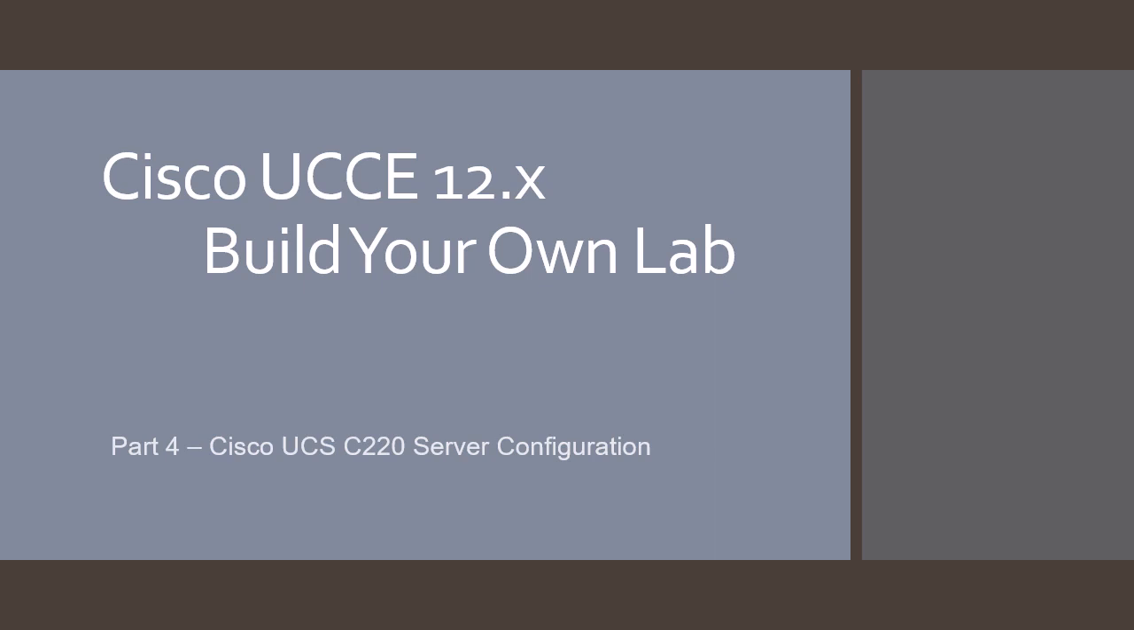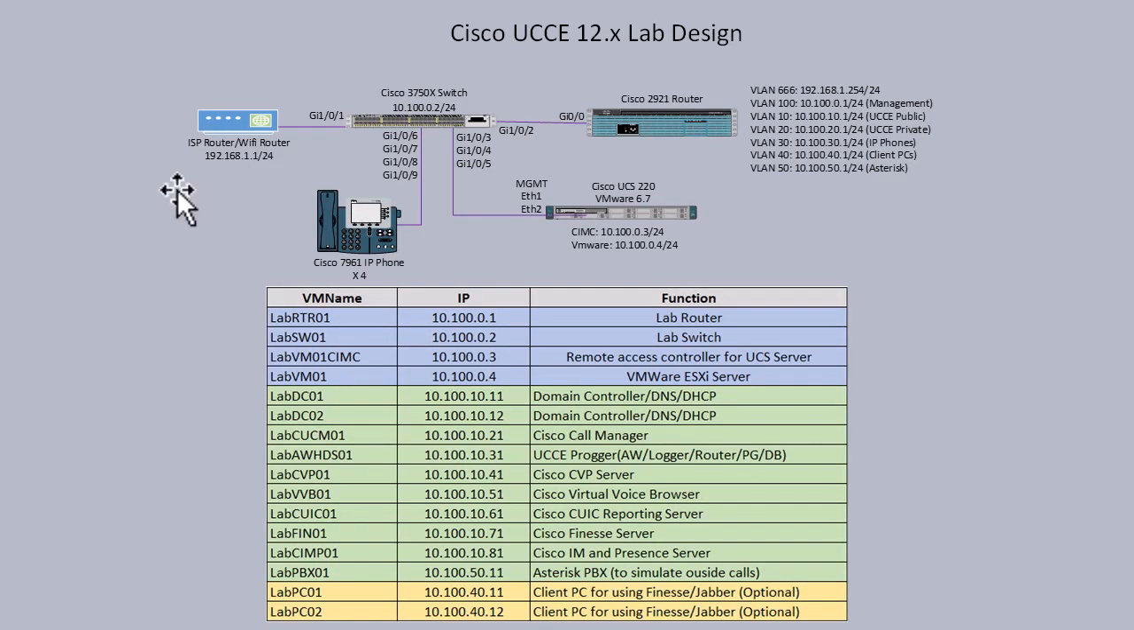I'm first going to go briefly over the diagram. So what we have here is the ISP router. That's where your internet connection comes in. We have the Cisco 3750X switch. We have the Cisco 2921 router. We have the Cisco UCS 220 server. And we have Cisco IP phones.